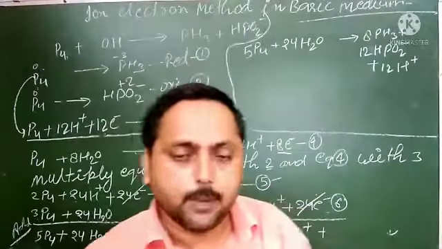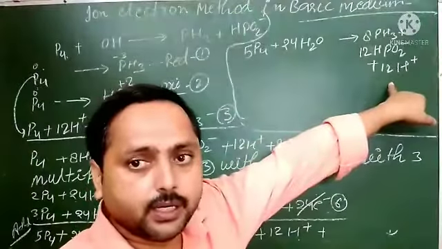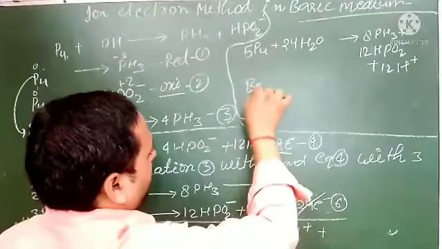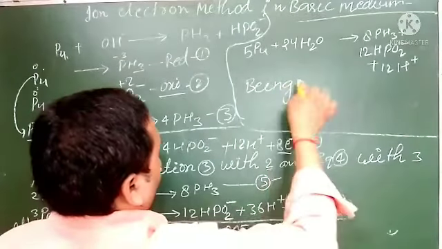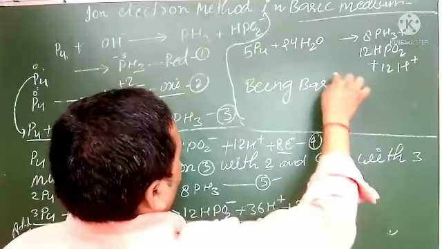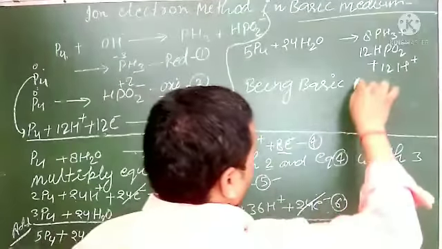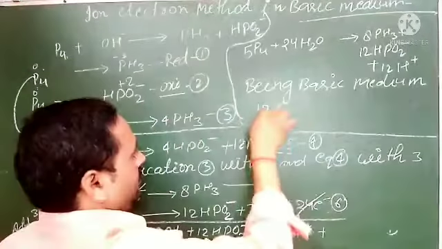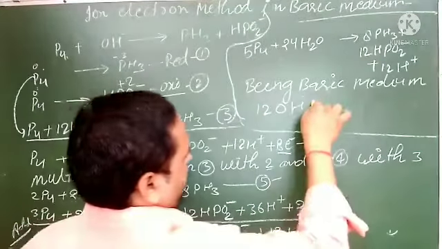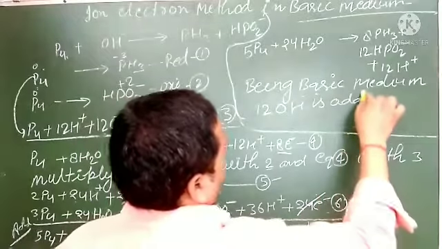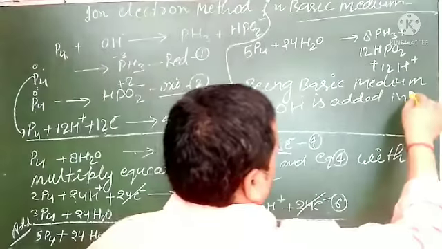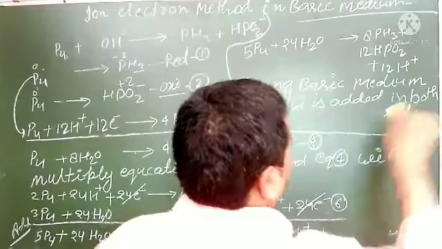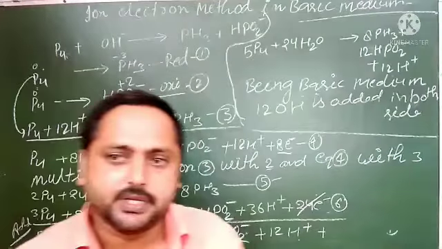Being an acidic medium and H plus being present, we have to add H plus. But remember here, being a basic medium, 12 OH minus is added on both sides. This is the difference between acidic and basic medium.